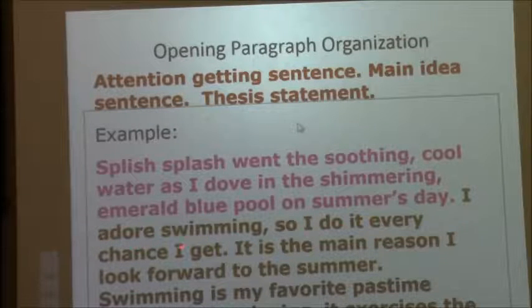I adore swimming, so I do it every chance I get. Because now I need to move the reader to what I really want to talk about. It is the main reason I look forward to the summer. Boom. Swimming is my favorite pastime, hobby. Because it is. And here are my points from the boxes: relaxing, it exercises the body, and it's challenging. So you know exactly what I had in my method. That's what I'm doing when I read your openings. That's how I know where things should be, according to how you added in your method. Okay? So this is a good checkpoint, yet again, for you to check your information. Because that's what it ends up looking like when it's all put together.